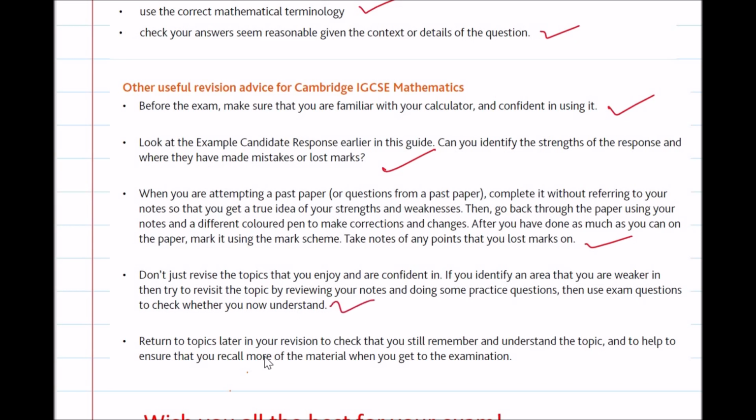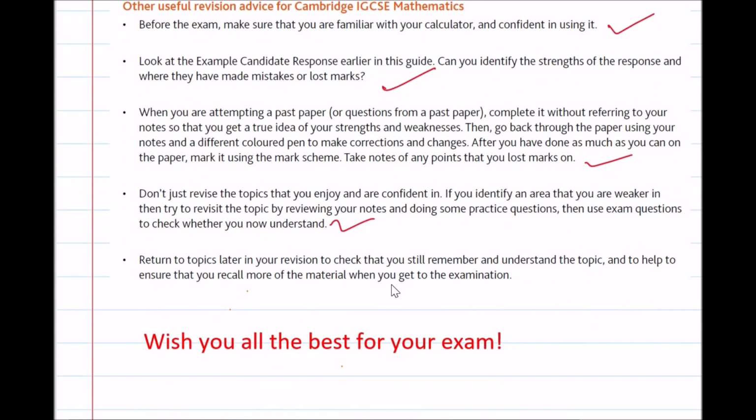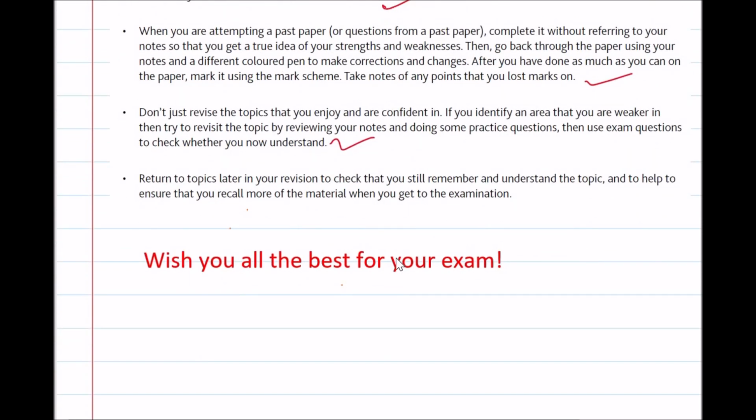Okay, next, return to topics later in your revision to check that you still remember and understand the topic and to help ensure that you recall more of the material when you get to the examination. So these are the important points you need to remember. I hope this video is useful for you. Many of the points we discussed are about what care should be taken in the exam, before the exam, and at the end of the exam. Okay.